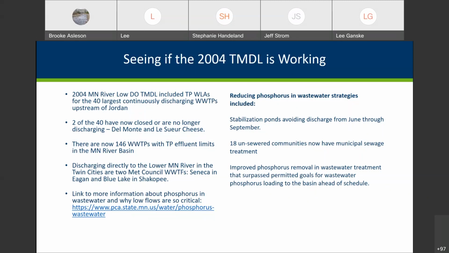18 unsewered communities now have wastewater treatment systems, and improved phosphorus removal for wastewater treatment surpassed the permitted goals for wastewater phosphorus loading to the basin ahead of schedule. So we know it's hard to quantify the mix of wastewater treatment contributions and the basin contributions. Obviously, they're teased out, and we have a unit that's dedicated to looking into that. So I'm not going to go into more detail on those aspects.